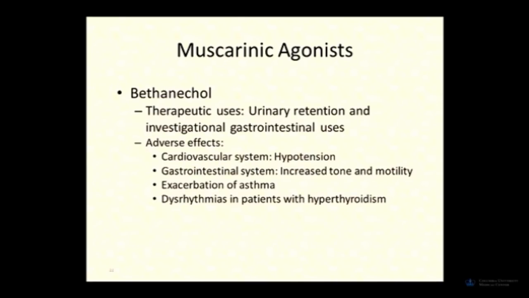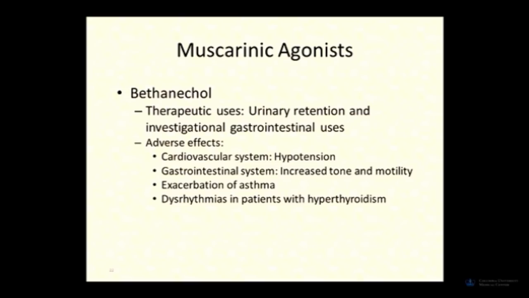Its primary therapeutic use is in treating urinary retention. Okay? So when people have trouble voiding, have too much urinary retention, bethanechol helps contract the bladder and promote voiding. It's got some investigational GI uses, so potentially for low motility of the gut and reduced gastric acid production and things like that. It's being investigated in terms of its application in the GI system.